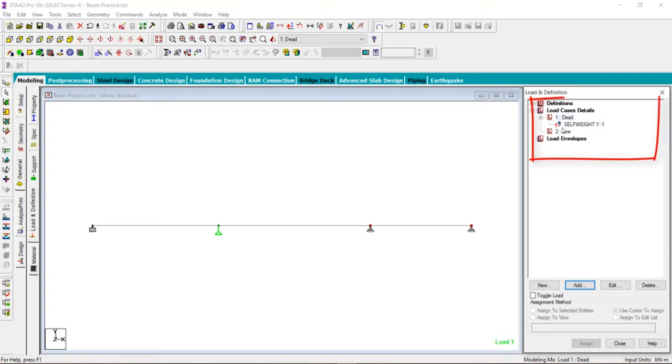You can see that a question mark is here in the self weight, which means that we have told the software that we are applying the self weight, but in which structural member we are applying, we haven't yet told the software, which means that we haven't yet applied the load. So we'll do this in a while. Before that, let us define all the loads that we will be applying. So left click on live, and after that click on add.